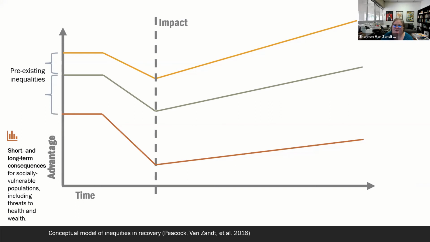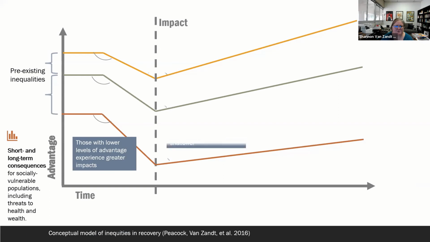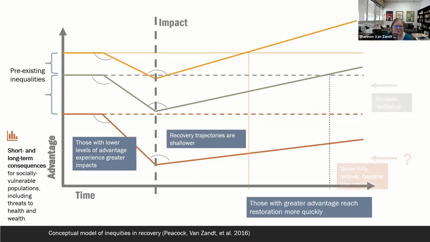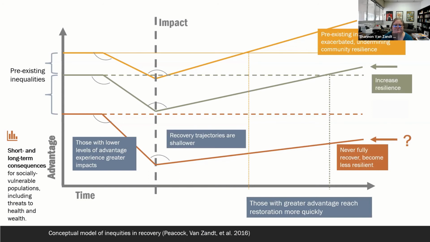So when we think about what that means for recovery and ultimately for resilience, this is a figure that we developed several years ago, and I'm just going to click through so you can see everything. We have these pre-existing inequities, which hopefully you're relatively convinced of at this point. And then you experience an impact, and you see that those with the lower levels of advantage experience greater impact. So I highlighted the angles here. You would imagine that this is a steeper angle than this one. And so it doesn't go down as far, and it's a shallower angle coming through recovery.